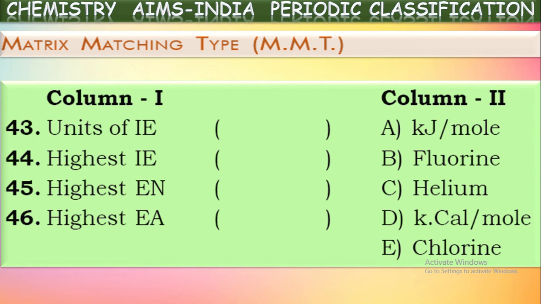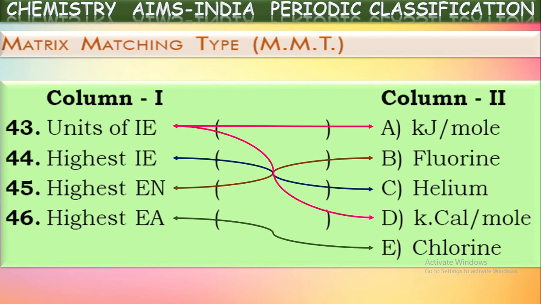Next, highest ionization energy is for which element? The element with the highest ionization energy is the smallest sized noble gas, that is helium. Next, the element with the highest electronegativity is fluorine. Next, highest electron affinity is for chlorine, isn't it? Now try to match these units of electron affinity. Ionization energy units are kilojoules per mole or kilocalories per mole. Highest ionization energy, helium. Highest electronegativity, fluorine. Highest electron affinity, chlorine. Okay, this is the correct matching.